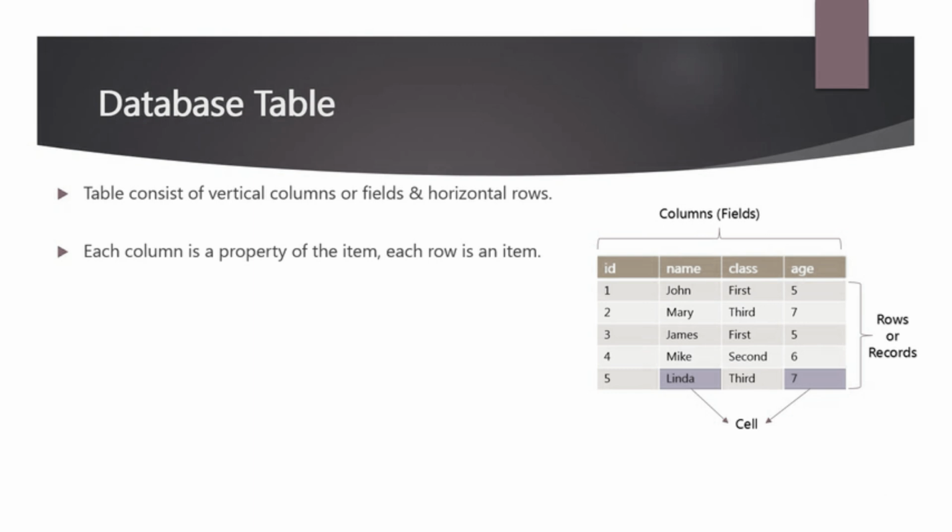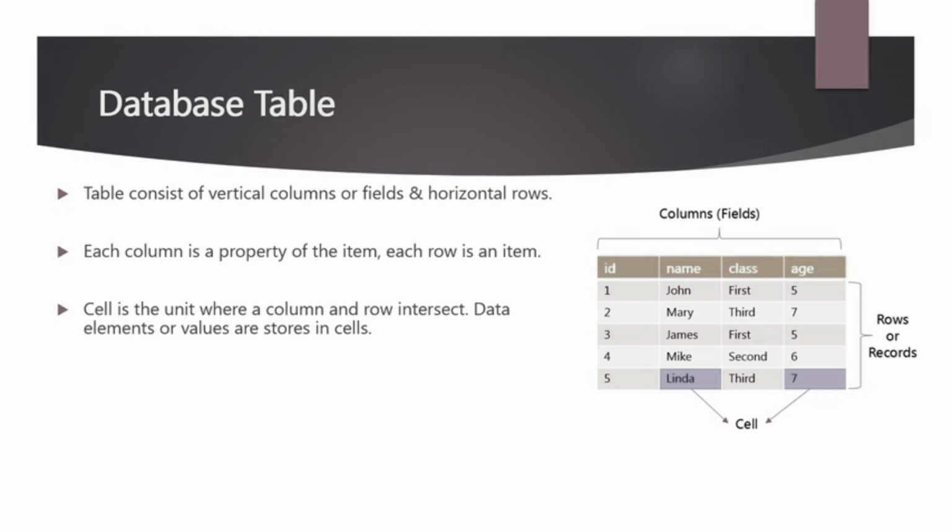Each column represents a property of the item, while each row represents an item. The cell is the unit where a column and row intersect. Data elements or values are stored in a cell. A database table has a specified number of columns, but it can have any number of rows.